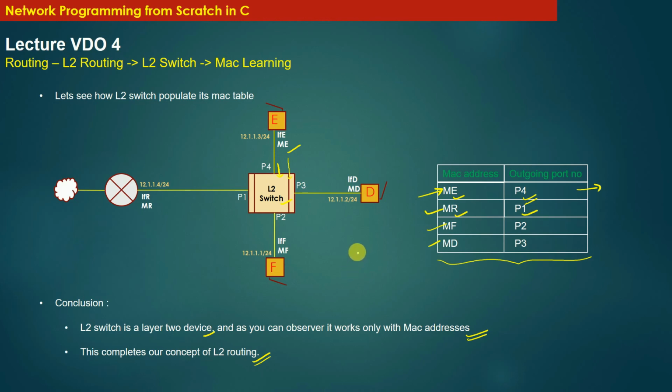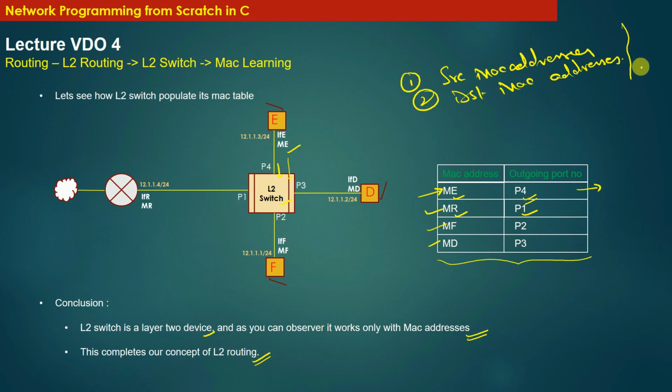So there are 2 points to be noted here. The MAC learning is done using source MAC addresses, and the forwarding of the packet by the L2 switch is done using destination MAC addresses. So these are the noteworthy points regarding the L2 switch. Third point could be that the L2 switch populates its MAC address table using the Ethernet header.